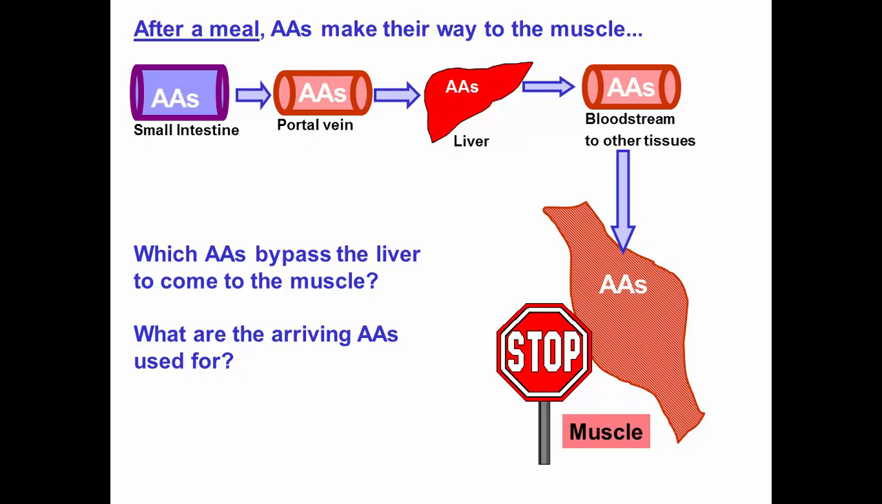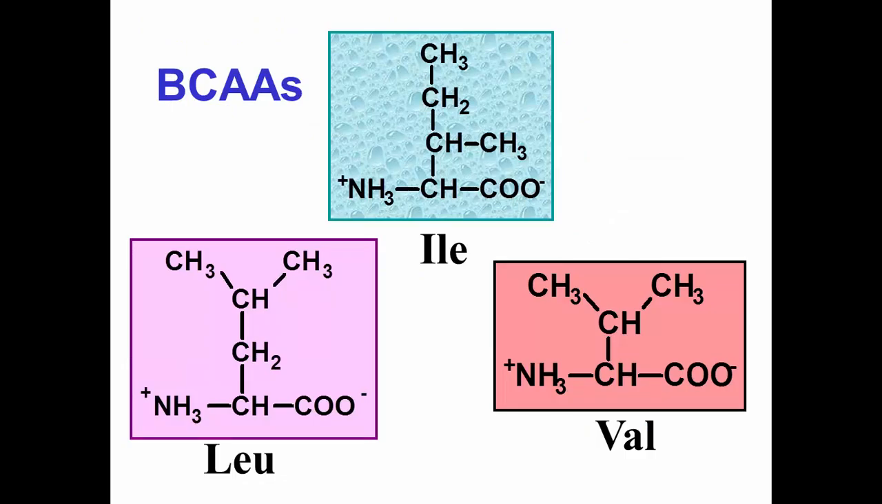And when they get there, some of them are going to be used for net protein synthesis and some are going to be catabolized, okay? And these are the structures of the branch chains: leucine, isoleucine, and valine. So hence, the way we draw them is this branched structure.